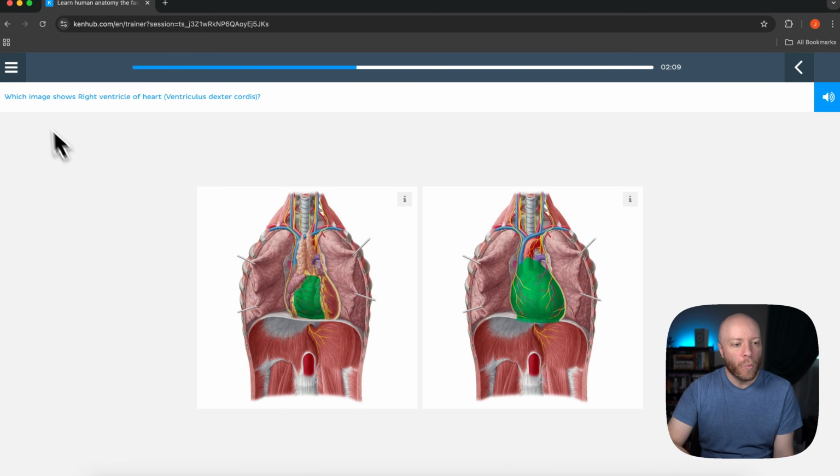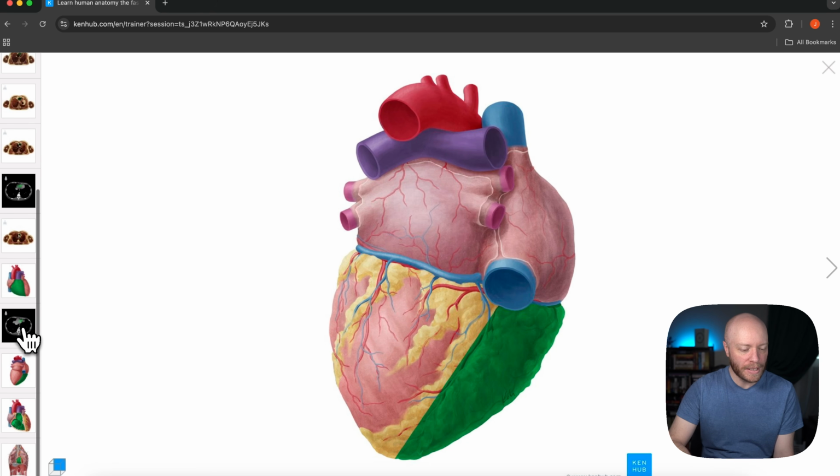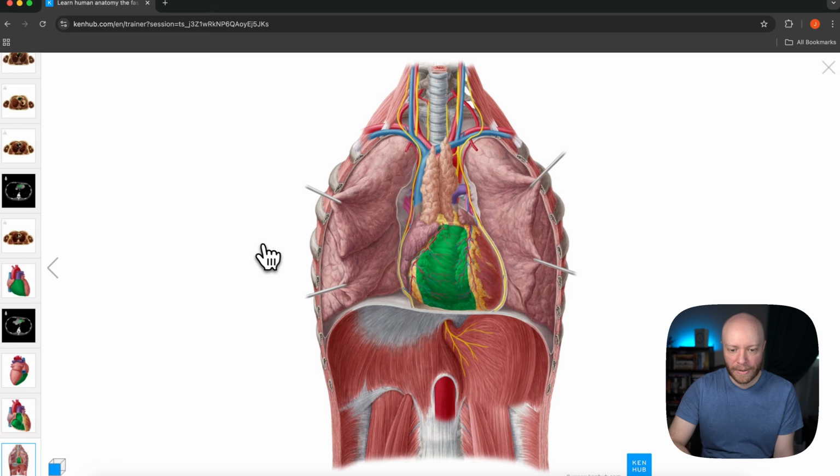So next, which image shows the right ventricle of the heart? Again, I'll give you a moment. We haven't seen either of these images, but you can pause this if you need. That is going to be this one right here. And again, if we click the eye icon, I want to see if I can find that particular image, which is this one right here.